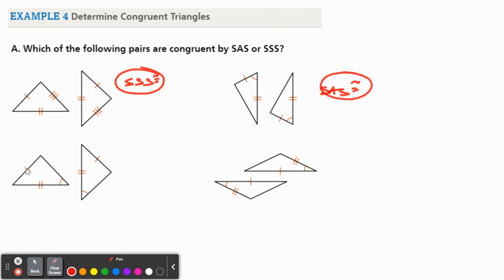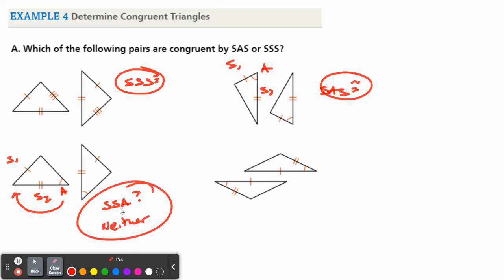Down here, I have a side, I have a side, and I have an angle, right? So notice up here, this is side 1, angle, side 2. Notice down here, side 1, side 2, and the angle is not in between, right? The angle is next to it. Same thing here, side 1, side 2, and angle. This would be side, side, angle, which is not a congruence. So this would be neither. Neither.